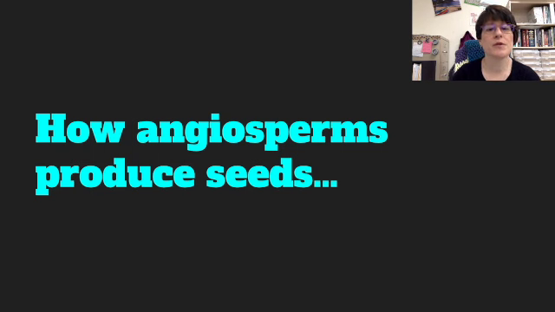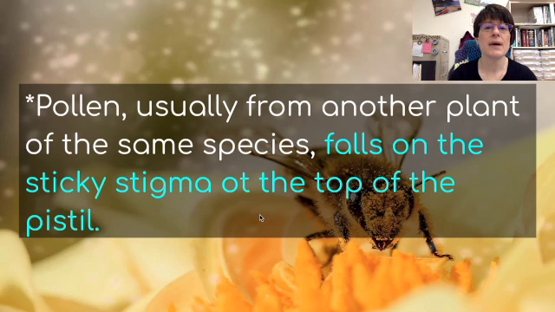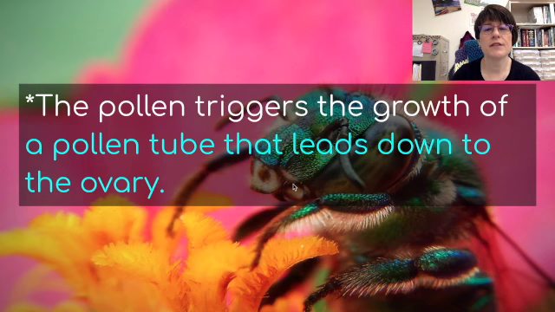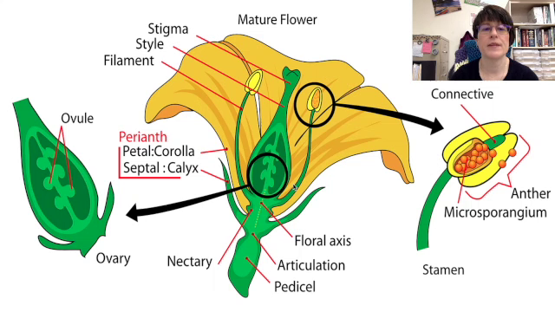How angiosperms produce seeds. Pollen, usually from another plant of the same species, falls on the sticky stigma at the top of the pistil. So pollen gets on the stigma, and usually from another plant. Remember, cross-pollination is more desirable. The pollen triggers the growth of a pollen tube that leads down to the ovary. So you'll have your pollen up here, and there will actually be this tube that grows down into the ovary.